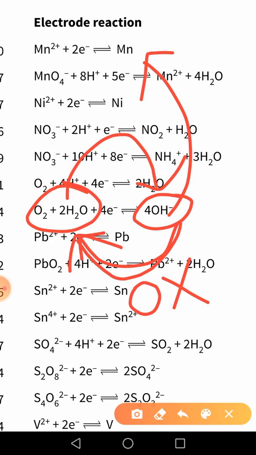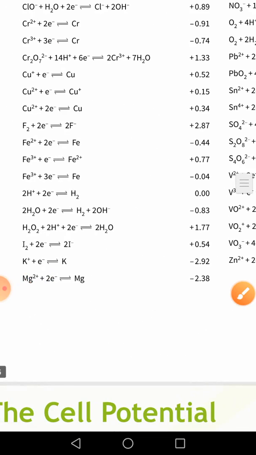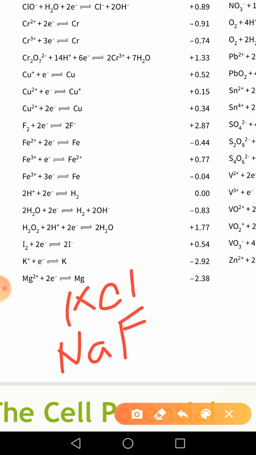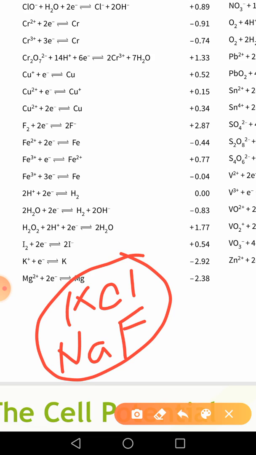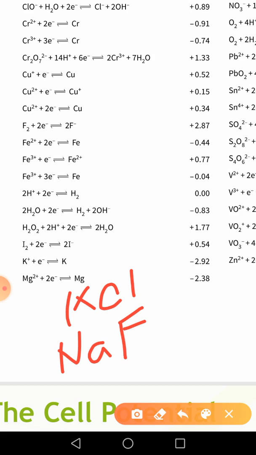So hydroxide is going to get neutralized during the electrolysis. Okay. Now let's carry out the electrolysis of, for example, a mixture of potassium chloride and sodium fluoride. So this we have to make neutral. So in potassium chloride we have K plus and Cl minus, and in sodium fluoride, Na plus and F minus.